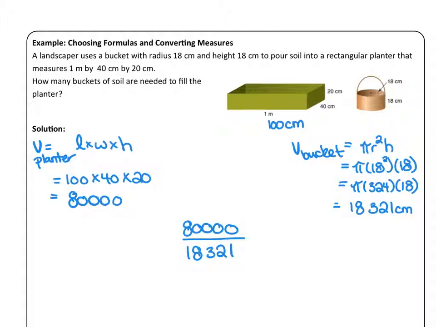18,321, and I get 4.366. So I'm going to say approximately 4.5 buckets. See? Easy peasy.